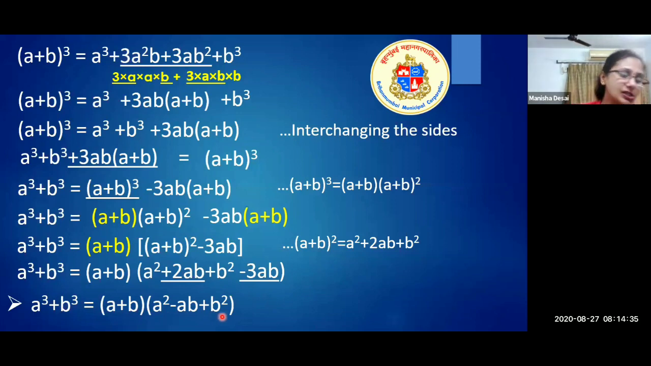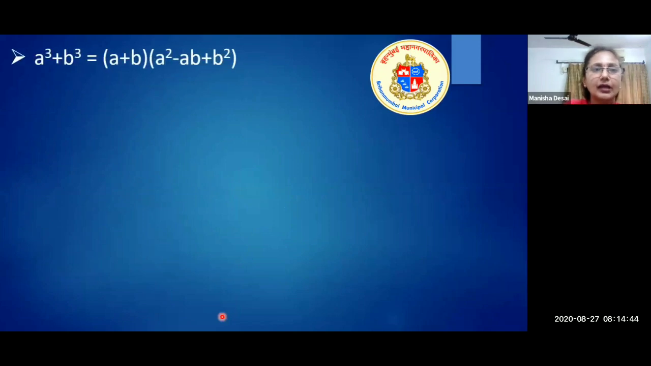Okay. Based on this, we are going to solve some sums. Let's see some sums based on this formula. Our formula is a cube plus b cube is equal to (a plus b) in the bracket a square minus ab plus b square. Let's see the first sum. Our first sum is x cube plus 64y cube.